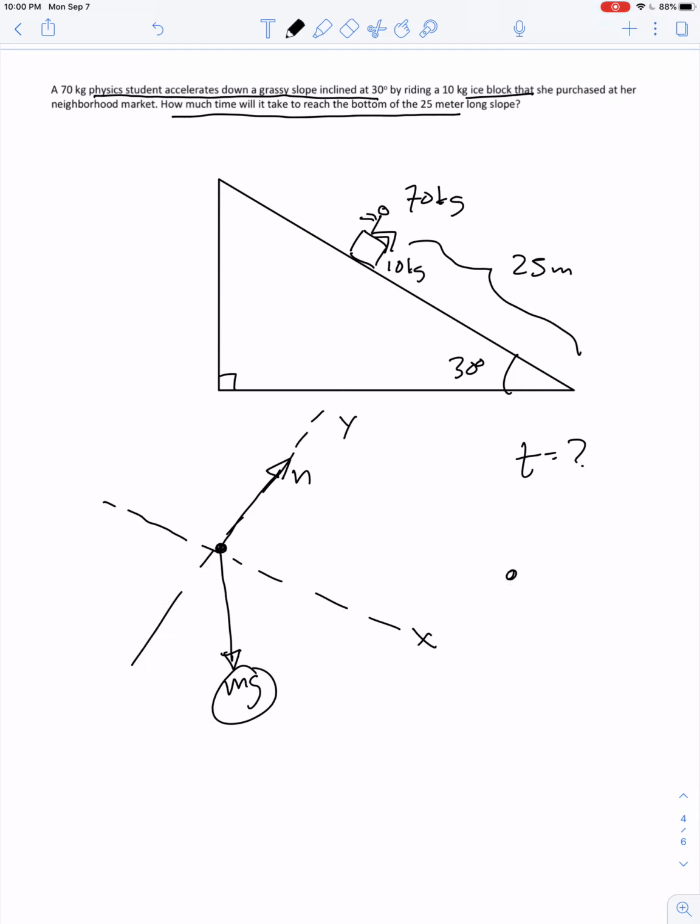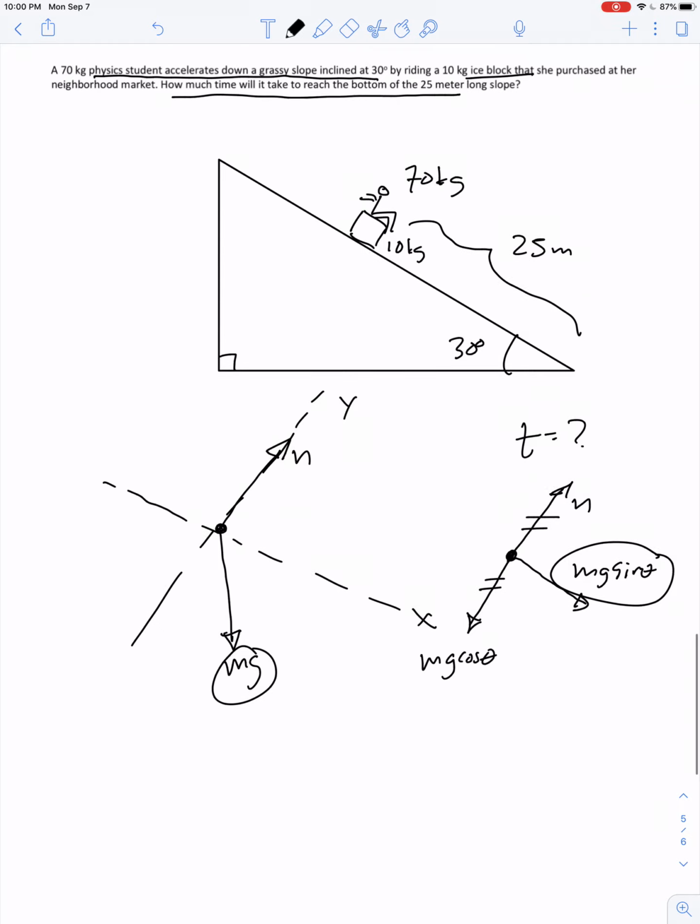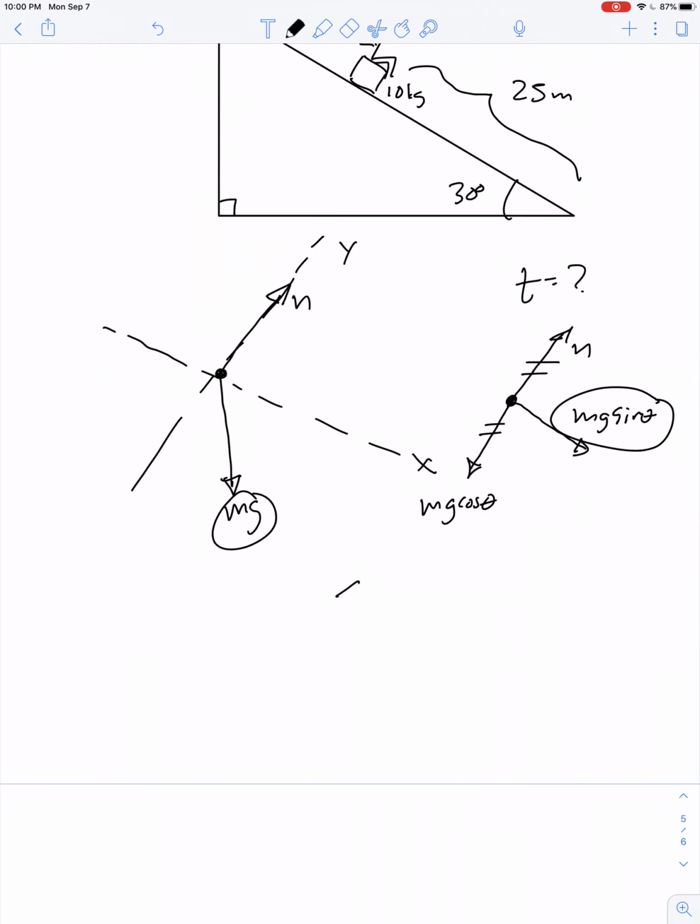So only mg needs to be broken into its components. Normal force points that way, and the component of gravity, or the component of weight, opposite the normal force is always mg cosine theta. And so we're left with a component of the force parallel to the incline equal to mg sine theta. Those forces cancel one another out, so the only amount of net force or unbalanced force is mg sine theta.